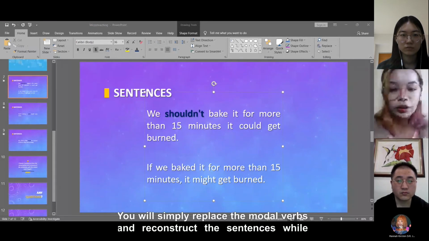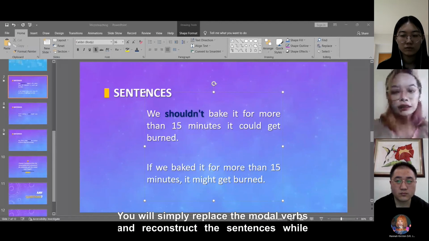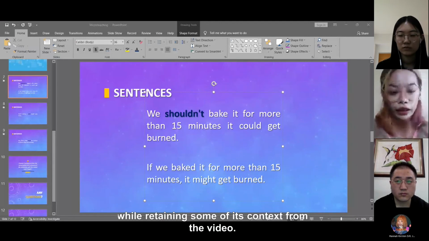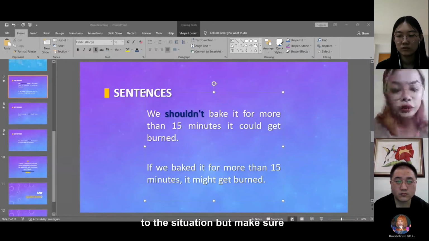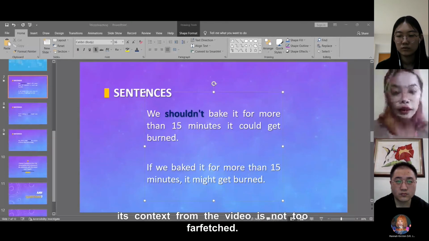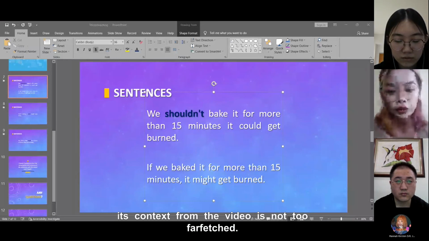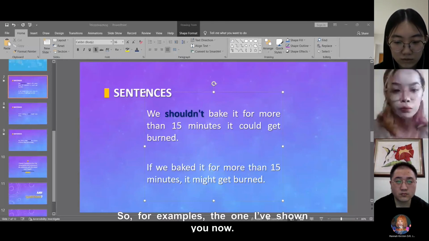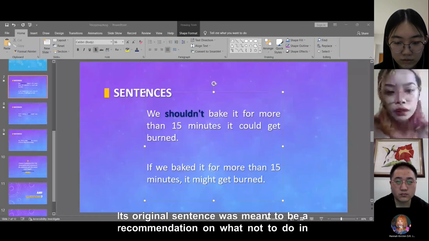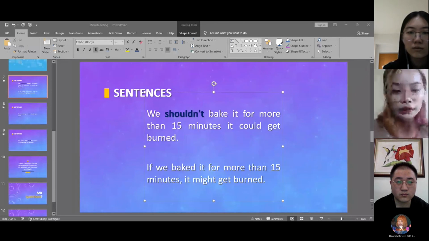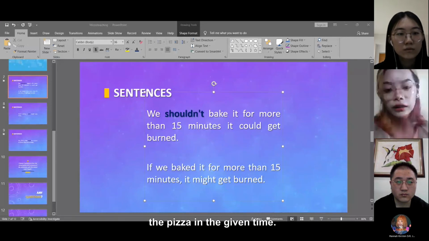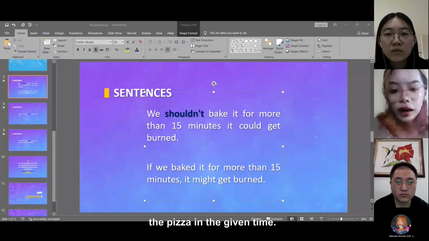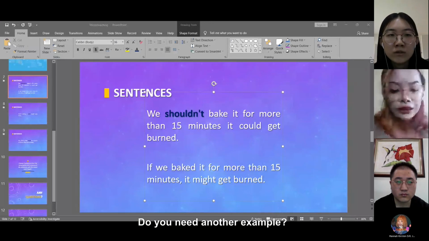You will simply replace the modal verbs and reconstruct the sentences while retaining some of its context from the video. You may add parts of speech according to the situation, but make sure its context from the video is not too far-fetched. So for example, the one I've shown you now, its original sentence was meant to be a recommendation on what not to do in baking a pizza, while the revised sentence is now talking about the possibility of burning the pizza in the given time. Do you need another example?